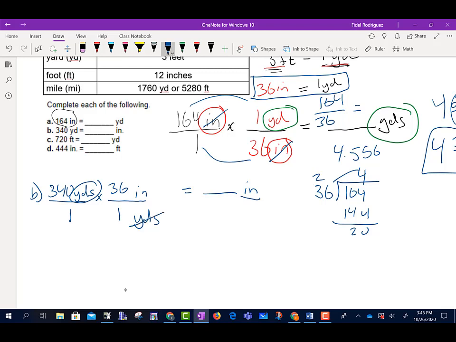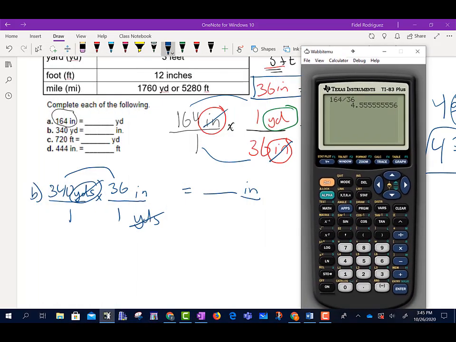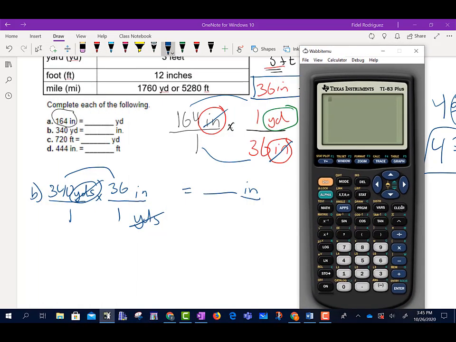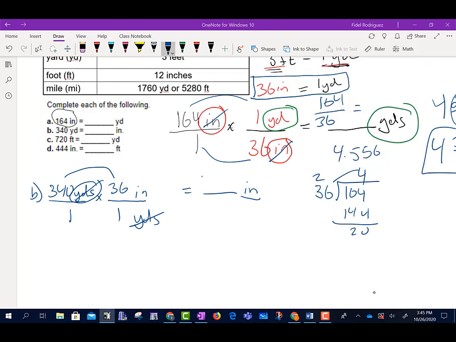So these yards and these yards are going to cancel, and then all I'm going to do is multiply those two numbers together. 340 times 36, and I'm coming up with 12,240 inches. 12,240 inches.